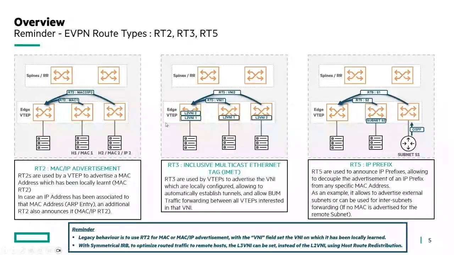As a final reminder, legacy behavior is to use route type 2 for the MAC or MAC IP advertisement, with the VNI field set to the VNI which has been locally learned. But with symmetrical IRB, you can optimize the routed traffic to these remote hosts, as the L3 VNI can be sent instead of the L2 VNI using the host route redistribution feature.